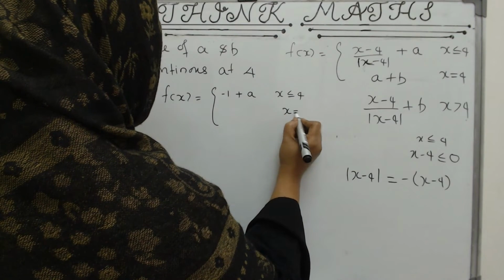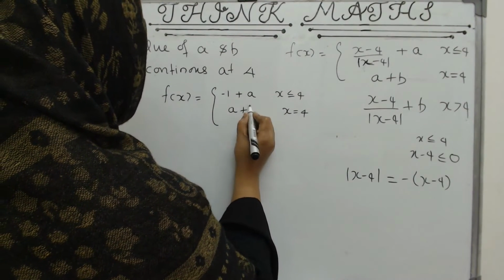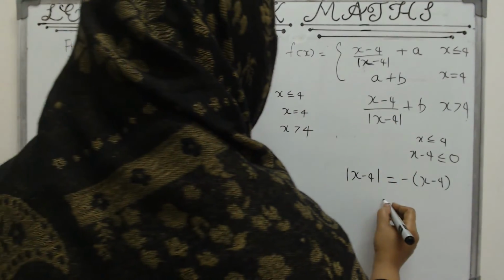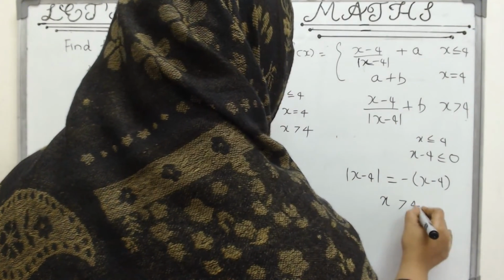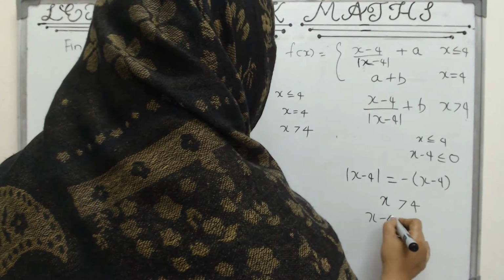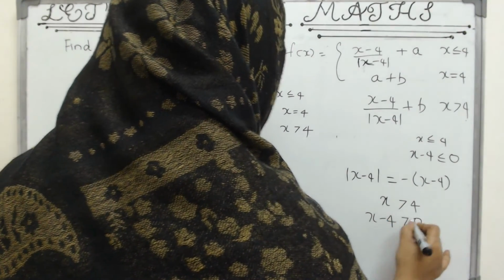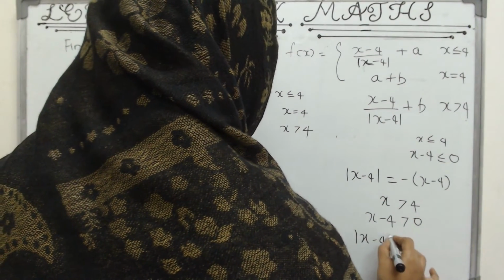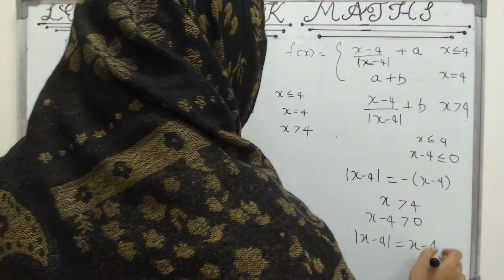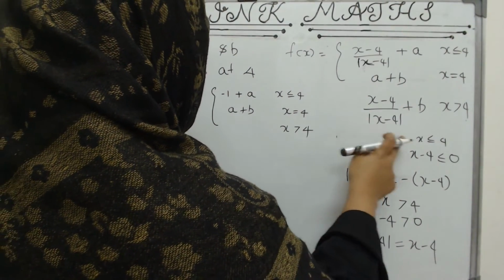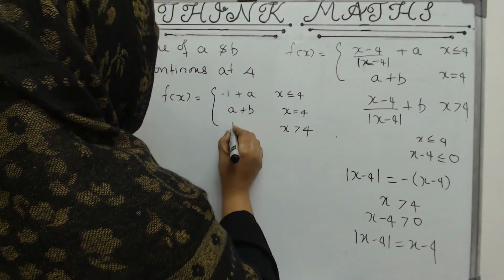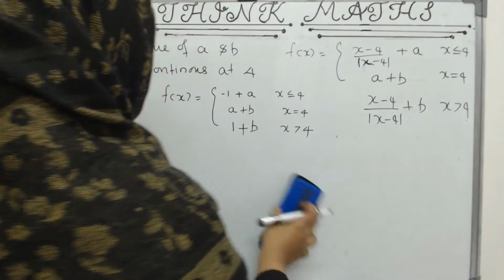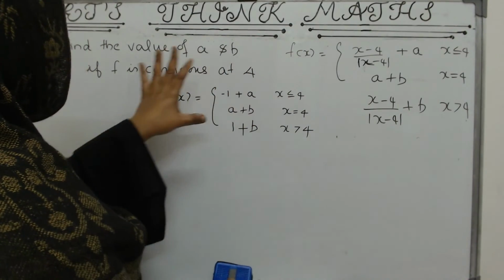Now, at x is equal to 4, we know it is a plus b. What happens when x is greater than 4? Continue the same way. If x is greater than 4, then subtract throughout with 4, and you get x minus 4 is positive. That means what? Modulus of x minus 4 is just x minus 4. So x minus 4 by modulus of x minus 4 is just 1. So your answer is this. So we have got rid of all the modulus and got such a neat function.